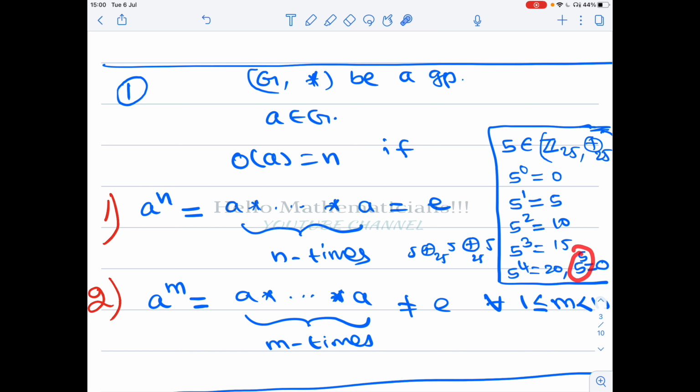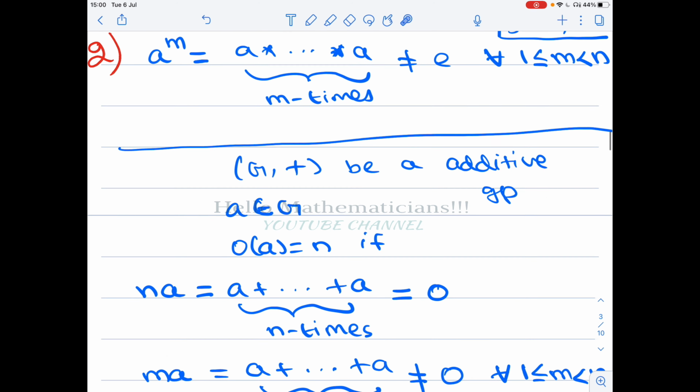5 power 5 will be 5 added with itself 5 times, you will get 25, which is 0 here. Therefore, in this operation you have to add 5 to itself 5 times to get the identity element, and 5 is the first positive integer such that you get the identity for the first time. Before this you are not getting the identity element. Therefore the order of 5 in this group is 5. So that is the definition of the order of an element.